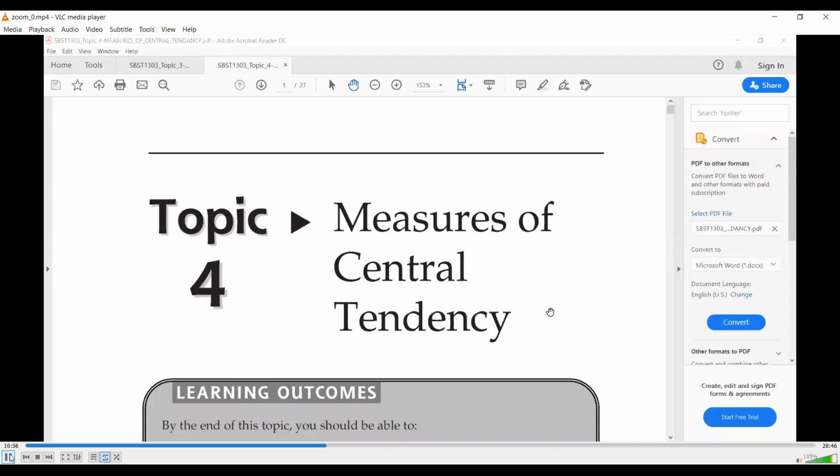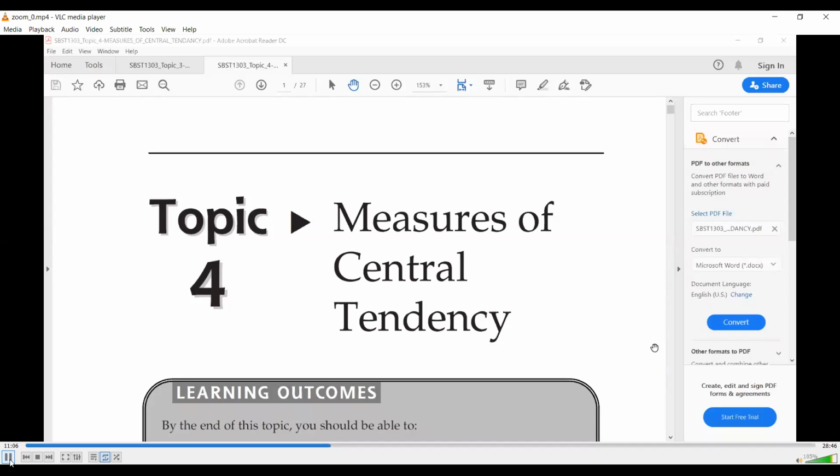Measures of central tendency. Okay, or what we call measures of central location. So I have it here as topic 4, but it's topic 2 for you in your course. Okay, this statistics course is for another program, but you are engineers, so we move straight to measures of central tendency. Okay, so for you that is topic 2.